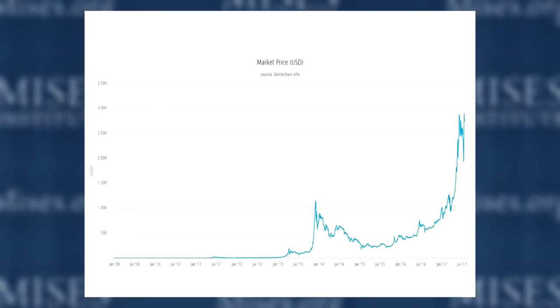Okay, so quickly, looking at the price. This is the price going back through time. This is like January '09, when it got started right there. Obviously, there was nothing going on for a while, and nobody cared about it, of course. Here, this is when it got really interesting. It's about $100.